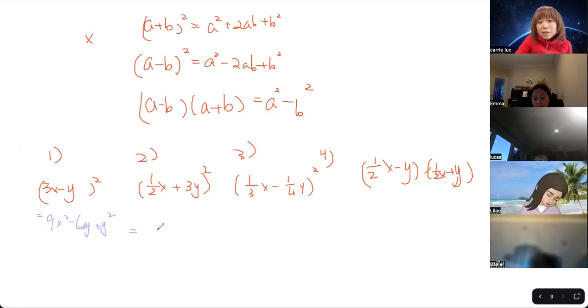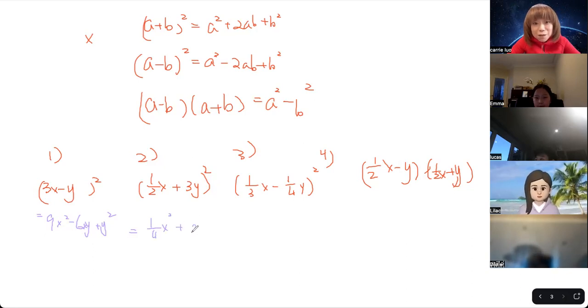Okay, next one, Emma. Half x plus 3y squared. A quarter x squared plus 6y plus 9y squared. So 2 times half times 3y plus 9y squared. This part is having a little bit of a problem. Emma, 2 times half equals what? 2 times half equals 1. Think about it, Emma: 2 times anything means two same things added together. So half plus half equals what? One. Very good. So 1 times 3y equals 3y. So 1/4x squared plus 3y plus 9y squared.